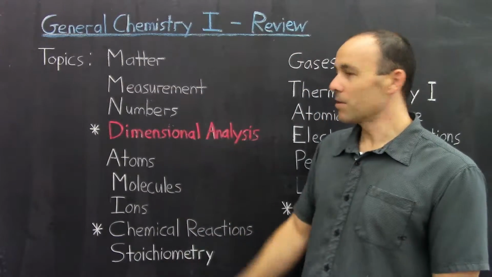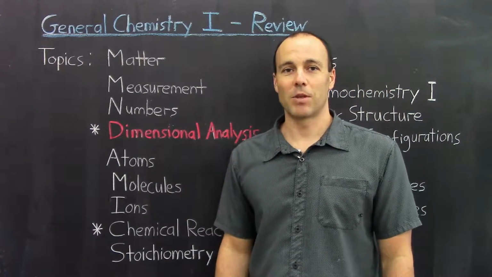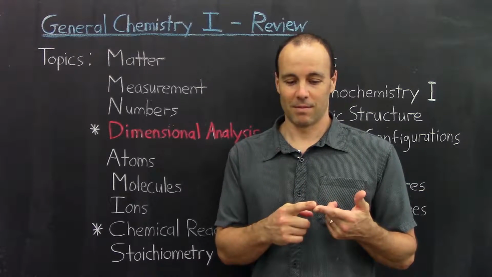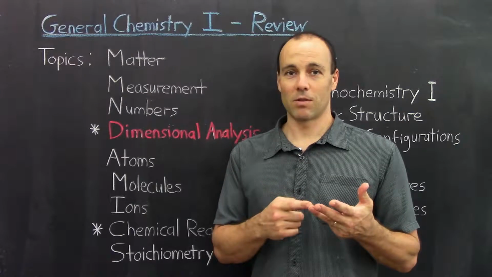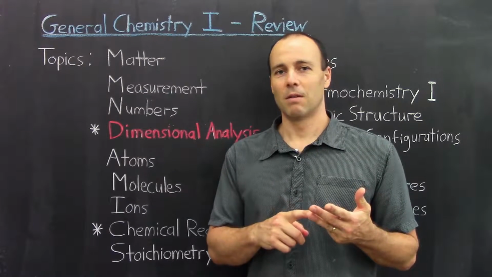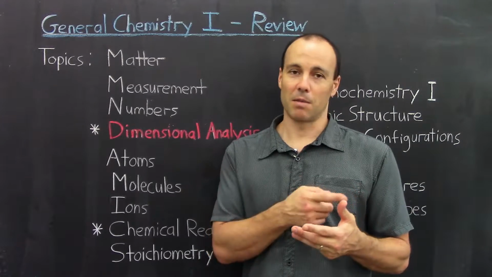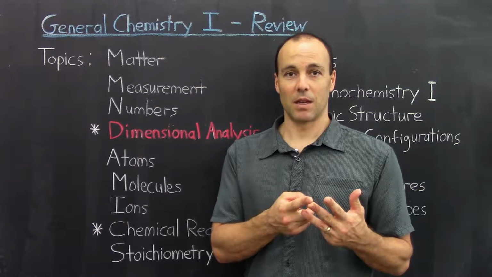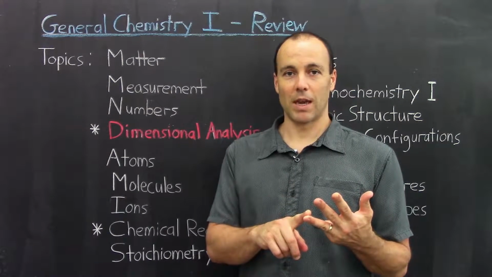Measurement and numbers are also very important. What are the measurement units that we use in chemistry? The units for length, time, mass, temperature. So you should know what those SI base units are. The length is the meter, time is second, the mass is the kilogram, and the temperature is the Kelvin.